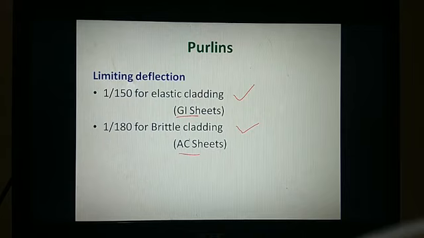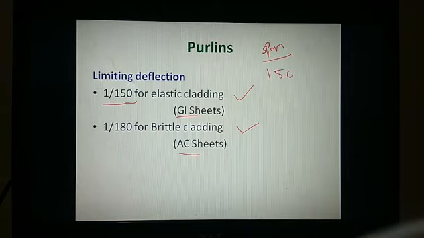So these are the deflection limits for purlins, exclusively based on the lateral forces in the roof trusses. The deflection limit for elastic cladding with galvanized iron sheeting is 1 by 150, meaning span by 150. Okay, 1 by 150 means span by 150. And for brittle cladding, with the asbestos sheeting, it will be span by 180. Okay, so these are to be checked.